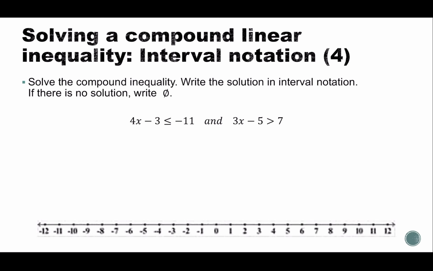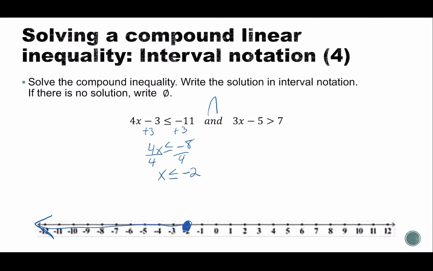So our last example, we've got 4x minus 3 is less than or equal to negative 11, and 3x minus 5 is greater than 7. So I'm going to solve this equation on the left first, and it's and. So again, we're looking for intersection. We're looking where we're going to see both blue and orange. So I add 3 to both sides. 4x is less than or equal to negative 8. I divide both sides by 4. X is less than or equal to negative 2. So I go to negative 2, which is an endpoint that's included, and I shade everything to the left because it's less than.